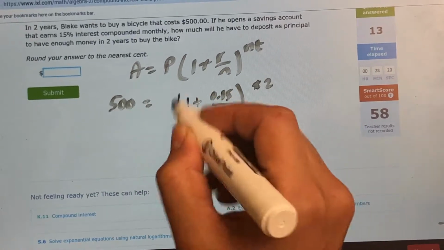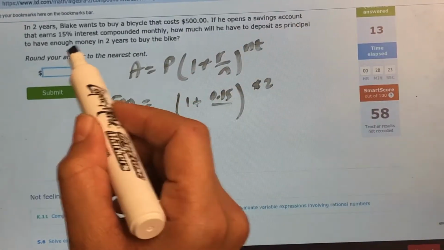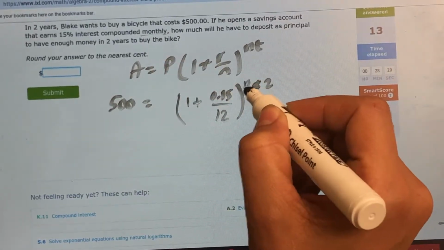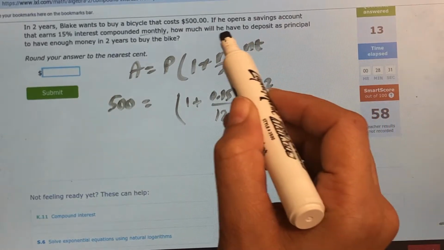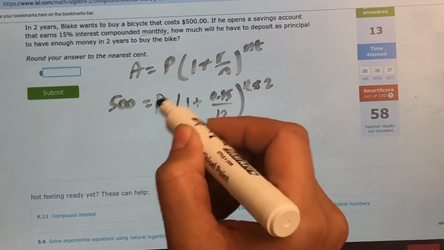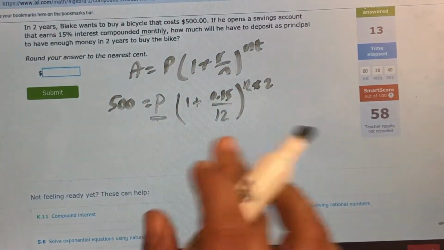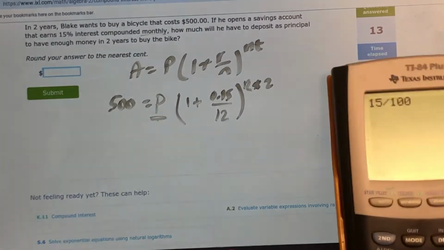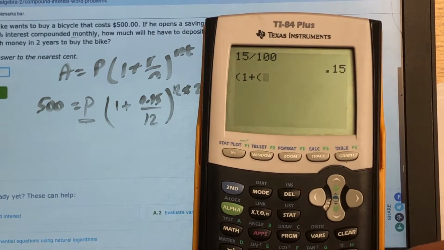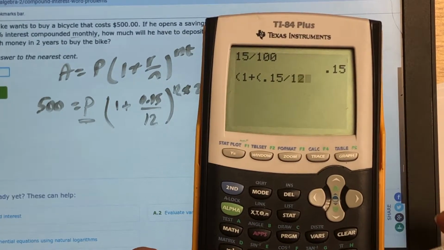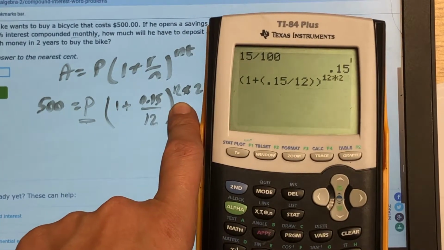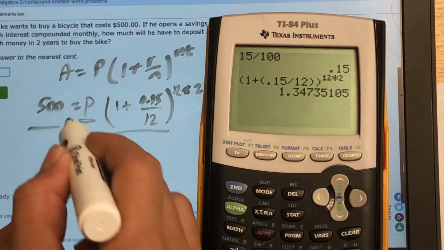So 0.15 over, plus 1. If he opens a savings account compounded monthly, so my N is 12 months in a year, so my N is 12. How much will he have to deposit as a principal to have enough money in 2 years to buy the bike? So the question is, how much principal? So once I finish putting this in the calculator, I'm good. So again, you're going to punch all of this in the calculator. So open parentheses, 1 plus, because it's a fraction, open up parentheses, 0.15 divided by 12, close the parentheses you just opened, close the original one, raise to the power of 12 times 2, and then divide both sides by that answer.